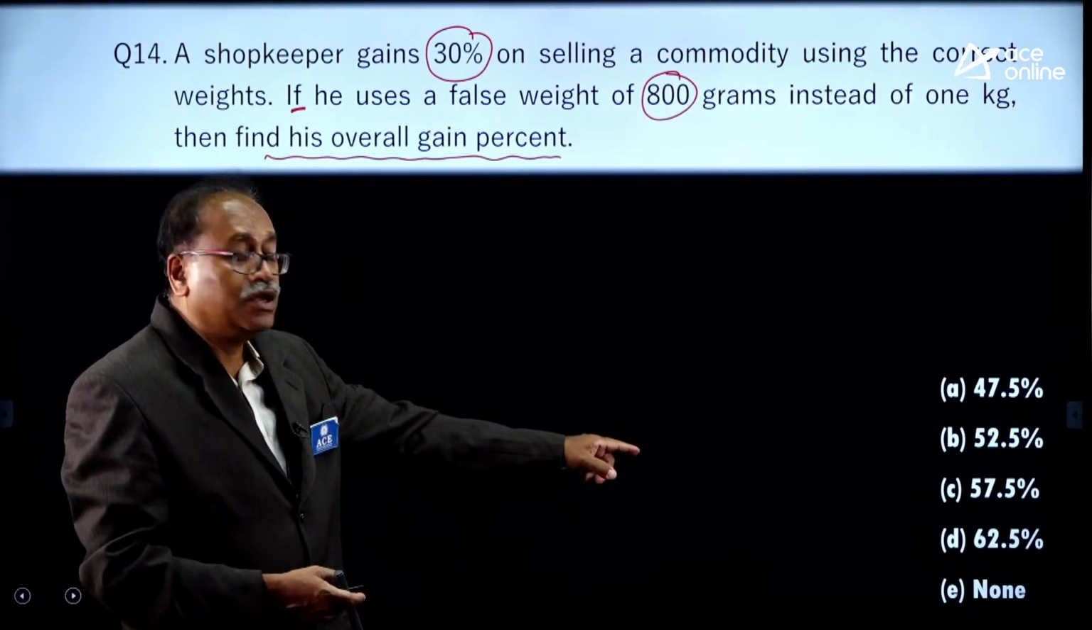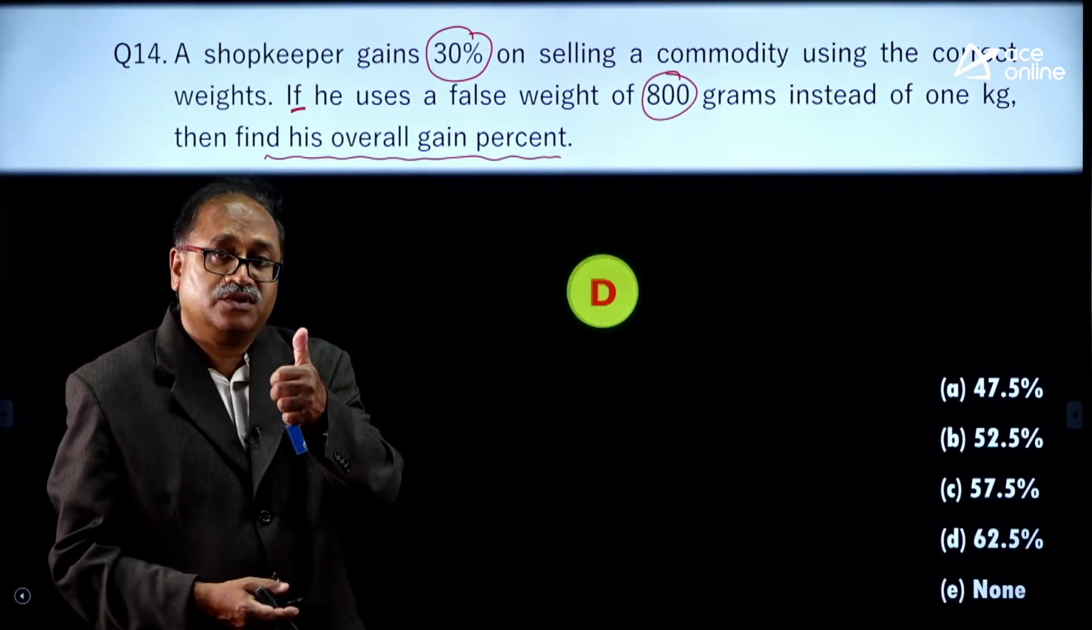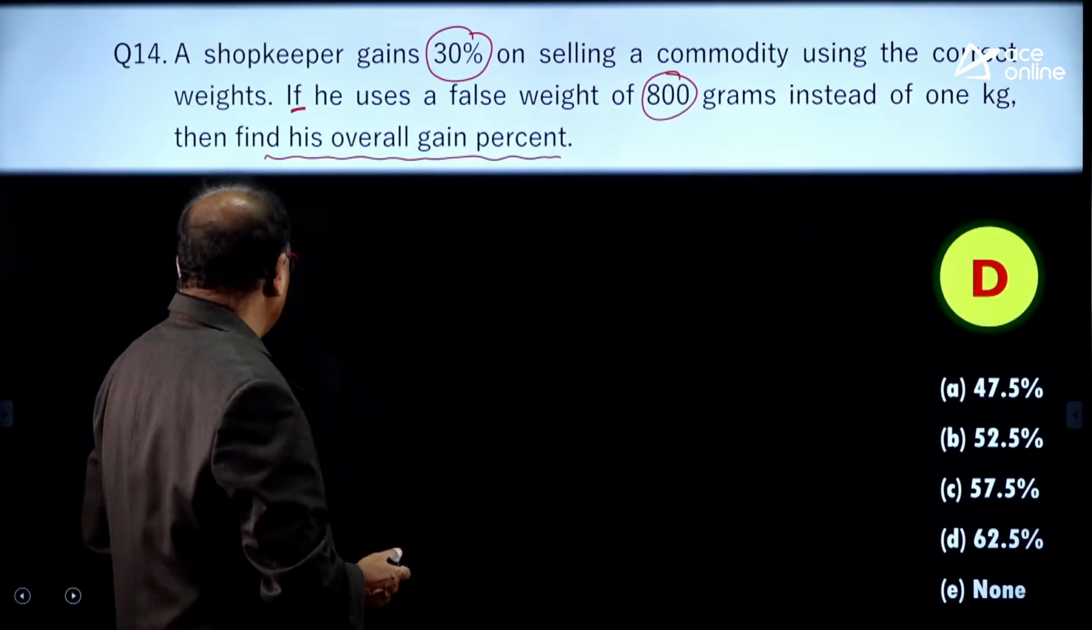62.5, that means option D. Let us check that. Yes, you are right. So, nicely answered the question.